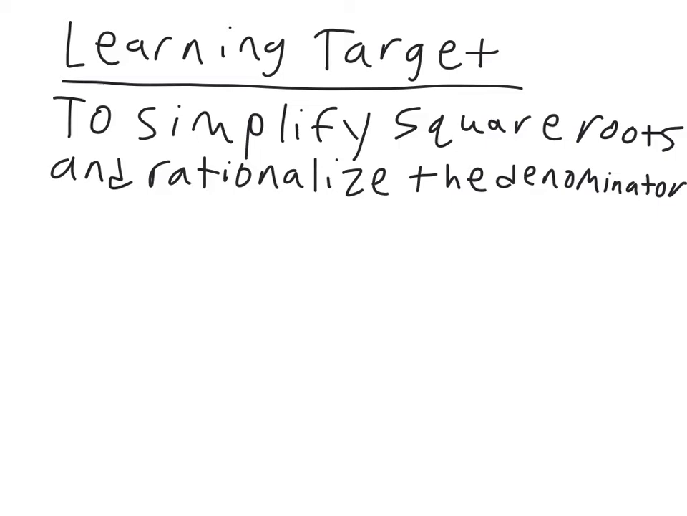And second, rationalize the denominator. In math, we're not really allowed to have square roots on the bottom. So square roots give us an irrational number. So we want to rationalize the denominator, and we're going to figure out how to get those square roots out of the denominator. Let's get started.